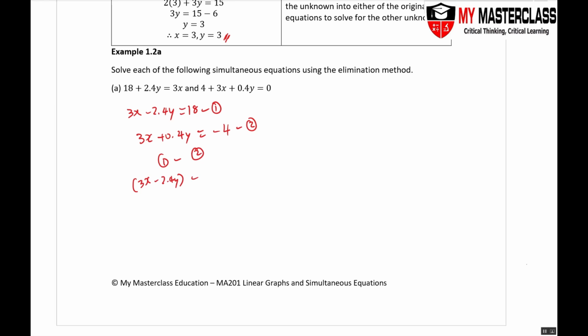This is what you should end up with. So take note, minus 4. Just put a bracket on the minus 4 if you need to. So your x on the left hand side will have been cancelled out already. You end up with minus 2.8y equals to 22. Divide the minus 2.8 over.